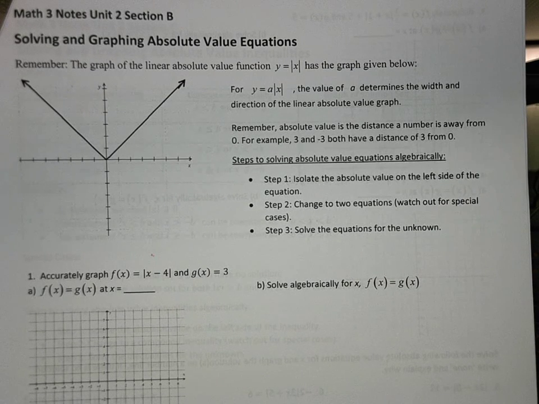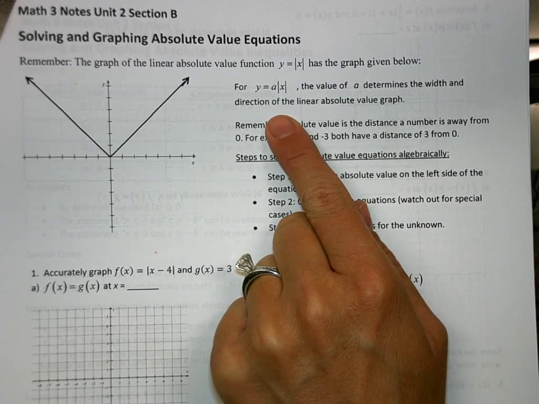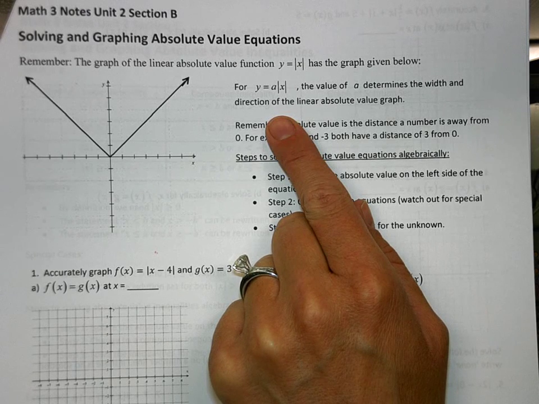Okay, Math 3, Unit 2, Section B. Today we're talking about solving and graphing absolute value equations, which we've already done, right? We pretty much understand how to solve absolute value equations. And so I'm hoping that this won't be too difficult. So we all understand that A determines the width and direction of our absolute value.